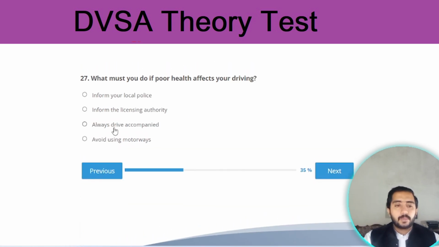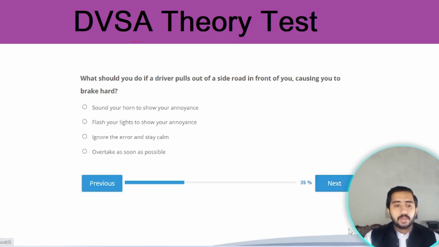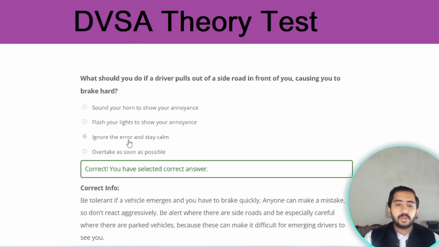Next question. Question number 27. What must you do if poor health affects your driving? If poor health affects your driving, then in this case you need to inform the licensing authority. Option B. Next one. Question 28. What should you do if a driver pulls out of a side road in front of you, causing you to brake hard? The correct option is ignore the error and stay calm. In this situation, you need to stay calm. Option C is the correct one.